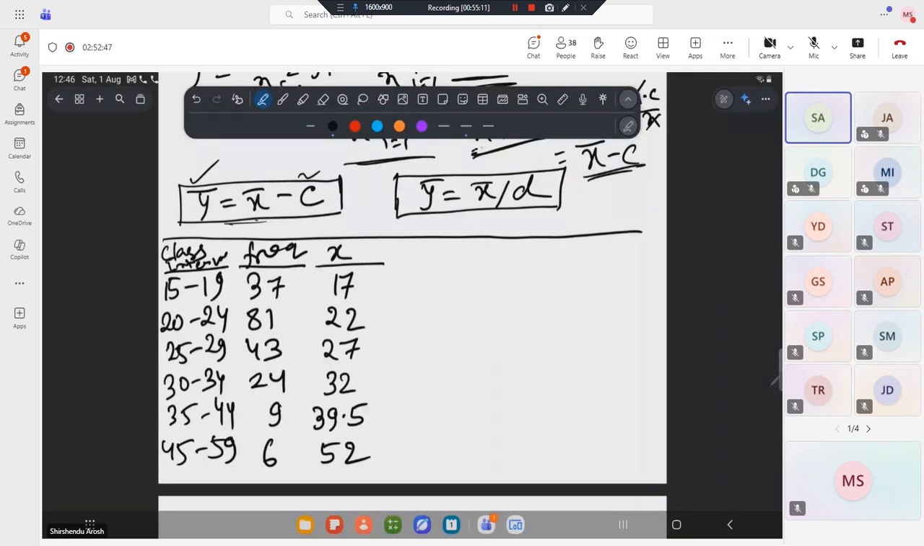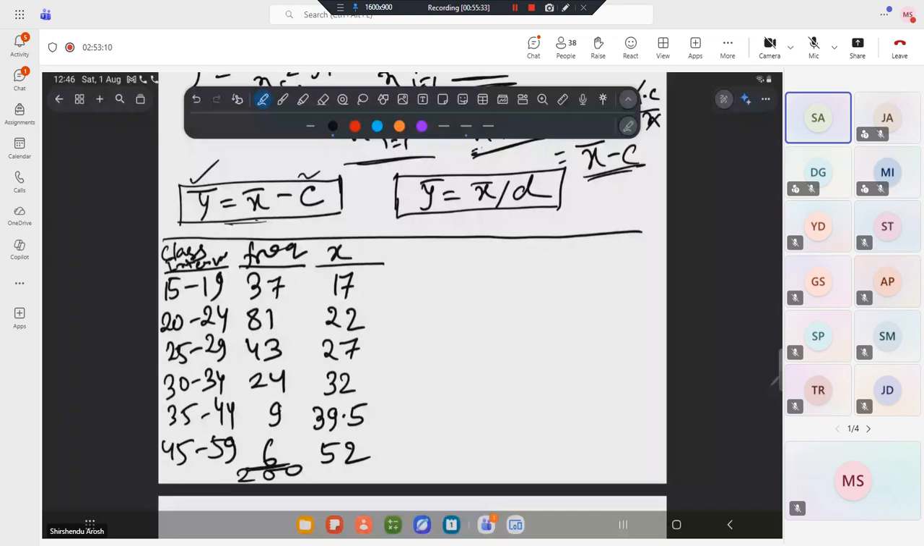Now, once you got the class marks, of course, typically what should I do? For the frequency column, I should add the frequencies, which will give me the summation of the frequencies. That is 200, which is needed anyway, so I can find it out.